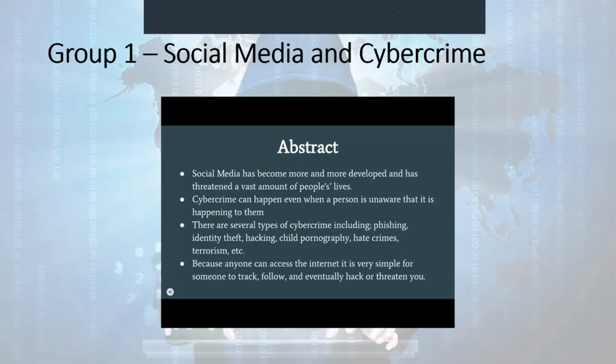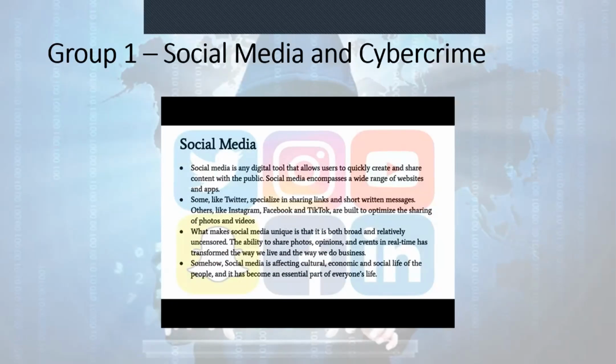There are several types of cybercrime, including phishing, identity theft, hacking, child pornography, hate crimes, terrorism, and much more. Because anyone can access the internet, it is also very simple for someone to track you, follow you, or eventually hack or threaten you. Social media is any digital tool that allows users to quickly create and share content with the public. Social media encompasses a wide range of websites and apps. Some, like Twitter, specialize in sharing links and short written messages. Others, like Instagram, Facebook, and TikTok, are built to optimize the sharing of photos and videos.